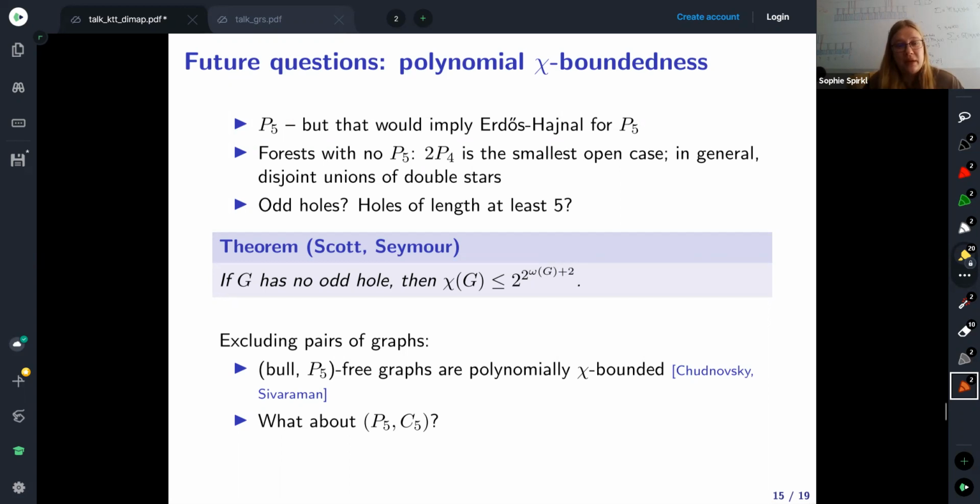But in general, even without proving P5, one might be able to go as far as disjoint unions of double stars. And then in view of Esperet's conjecture that chi-boundedness is the same as polynomial chi-boundedness, there are many exciting classes of graphs where chi-boundedness is known, but polynomial chi-boundedness seems far out of reach, and perhaps the most exciting class of that is odd-hole free graphs, where a hole is an induced cycle of length at least 4.